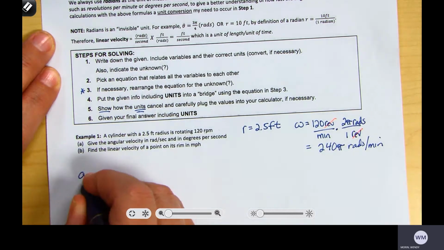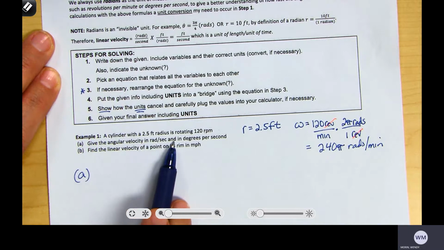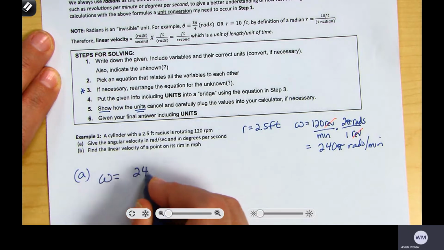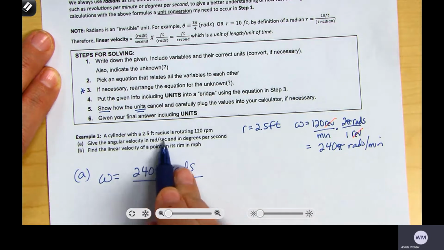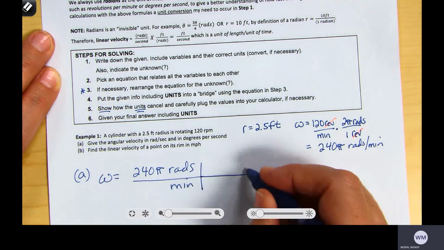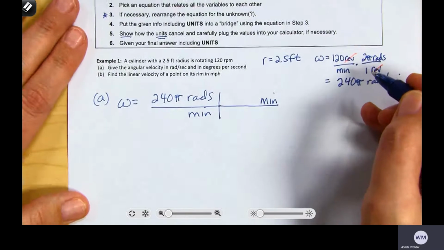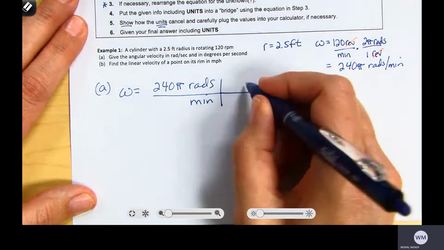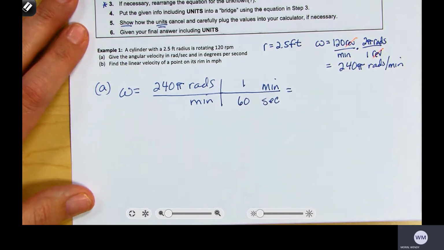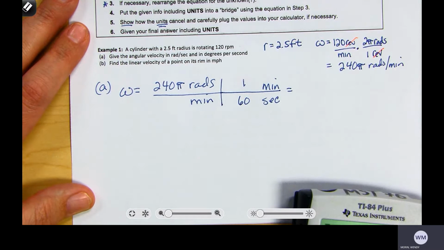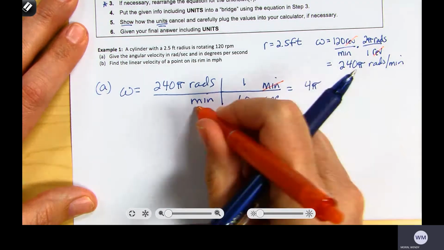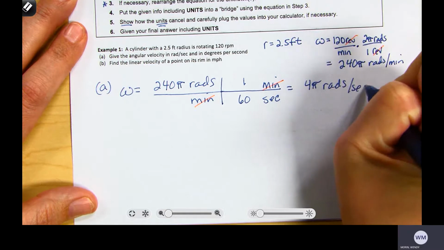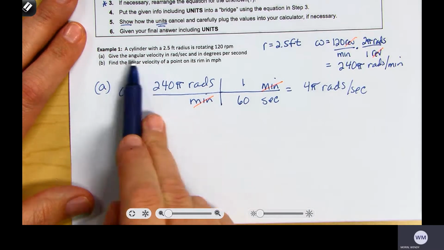All right, so now let's answer the question. Question A, give the angular velocity in radians per second. Okay, well, we have the angular velocity. It's 240 pi radians per minute. But it wants it in radians per second. So we want the minutes to cancel, and we want to be left over with seconds. So 1 minute is 60 seconds. And again, you can leave your answer in the form of pi. That is very standard to do. So if we reduce 240 divided by 60, that's going to be 4 pi. The minutes cancel, and we're left with radians per second. So that is the angular velocity in radians per second.